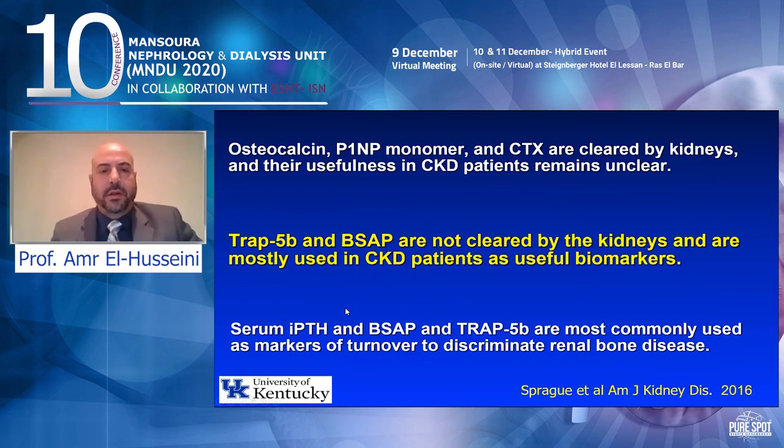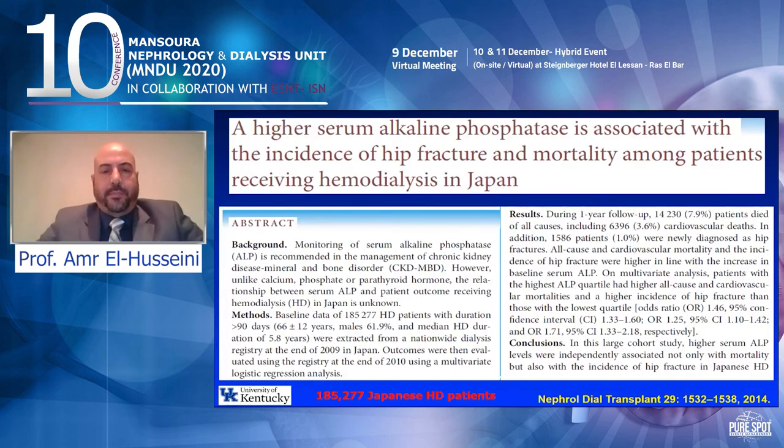Another alternative is just to use the total alkaline phosphatase. If you have difficulty assessing the bone-specific alkaline phosphatase, you still can use the total alkaline phosphatase. Very important, very simple tool. You see here in this study, they examined more than 185,000 Japanese hemodialysis patients.